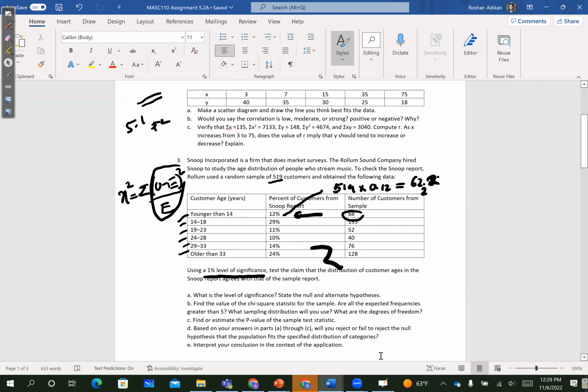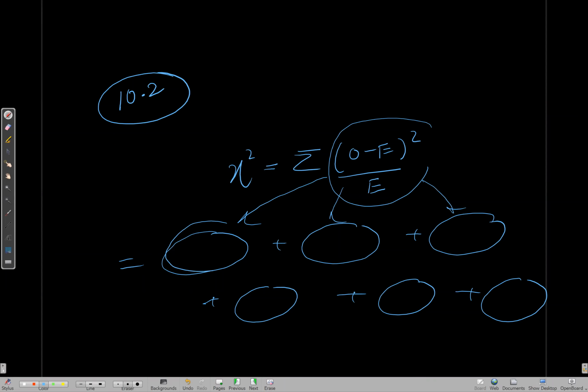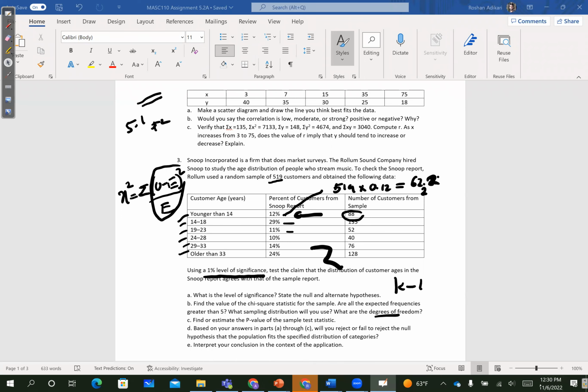So that's how you find chi-squared, and then the degree of freedom is k minus 1. That's easy. So, are they greater than 5? You can easily find these values, those values you found over here. Are these things greater than 5? That's the theory part, right? And if so, part C, estimate the p-value.